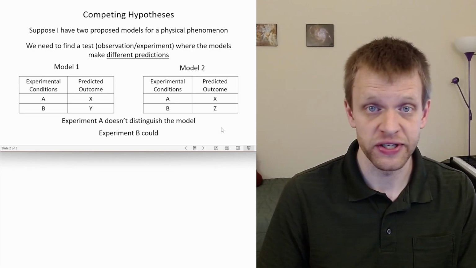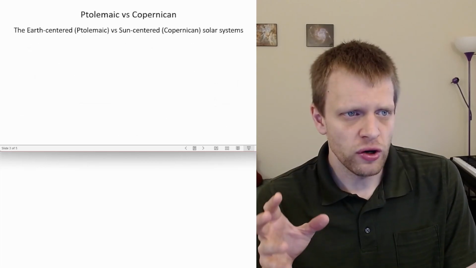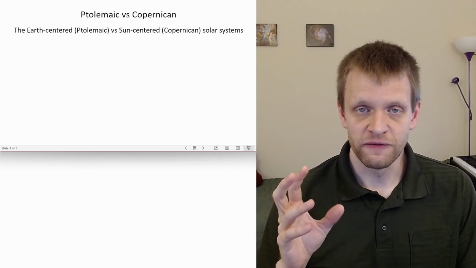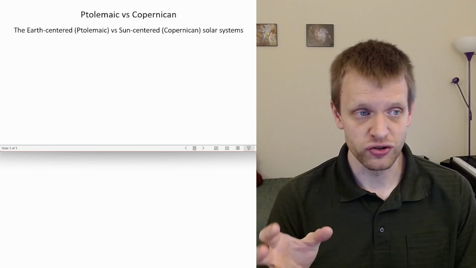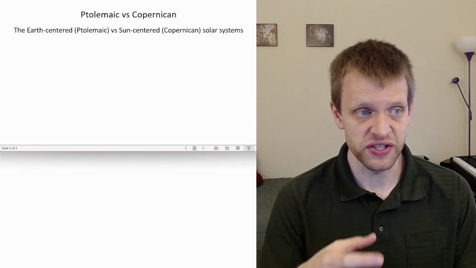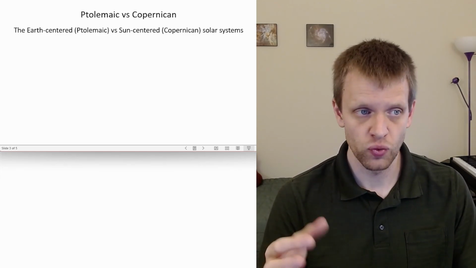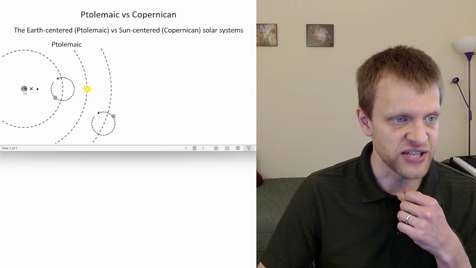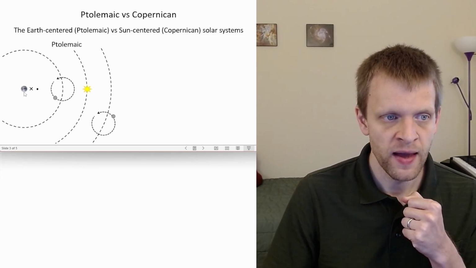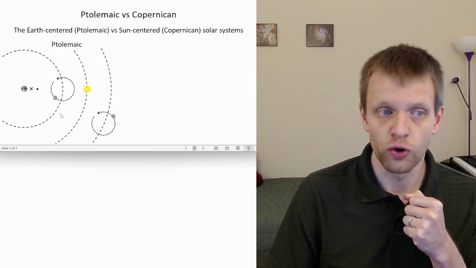Let's look at a particular case of this. Let's try looking at the Ptolemaic versus the Copernican models of the solar system. The Ptolemaic was the old Earth-centered model where the Earth is at the center of the solar system and everything else orbits around the Earth.